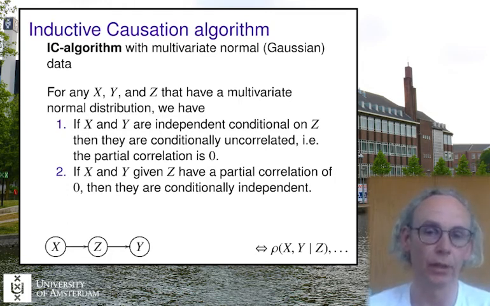For no other distribution, for example, if you have binary data with values 0 and 1, then this does not hold. You need to check for conditional independence, and you cannot rely on correlations.